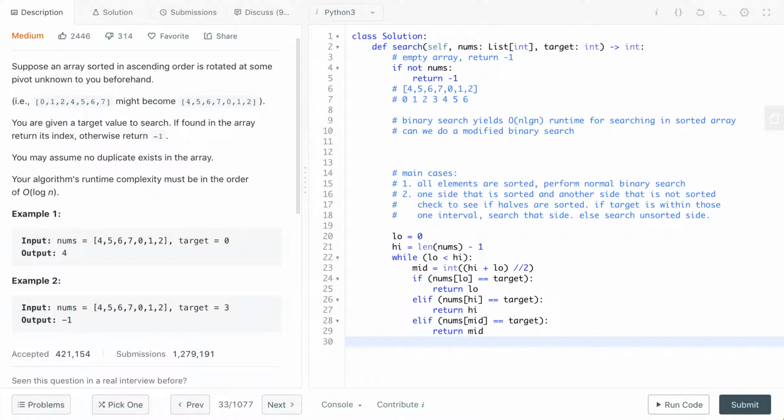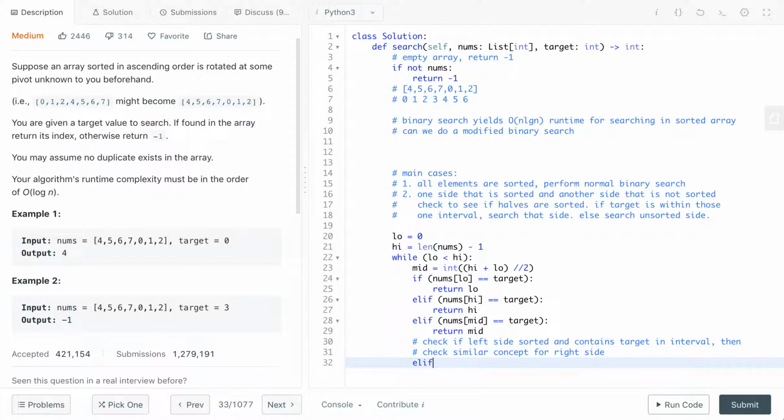All right, so now that we have this, we check the case where the sides are sorted. So first we check the left side. Check if the left side contains the target in the interval. Then check a similar concept for the right side.